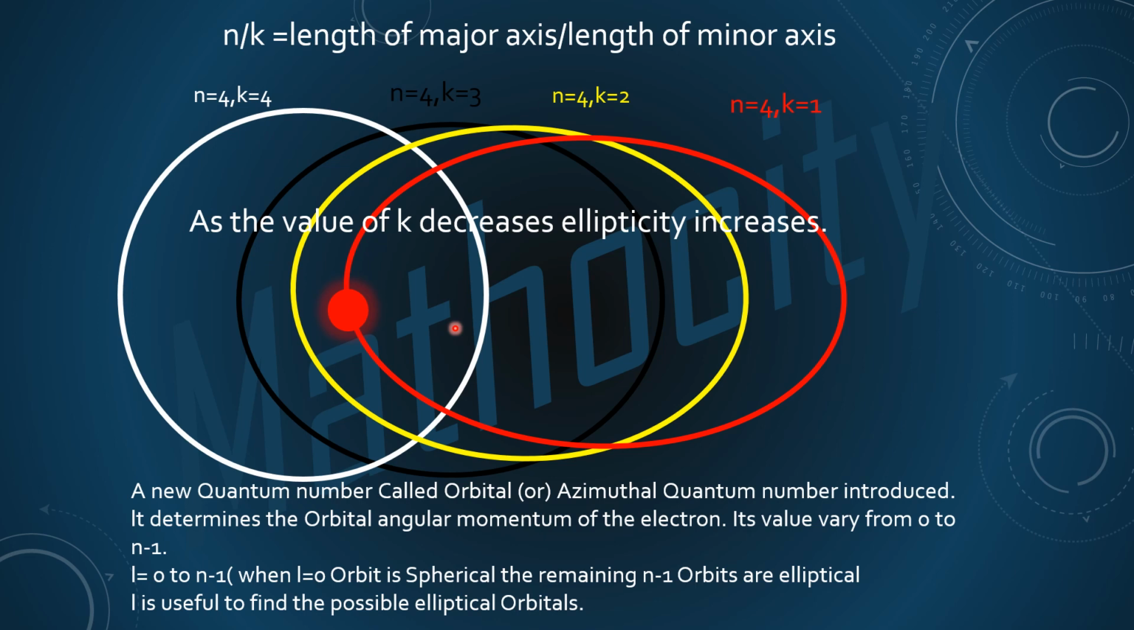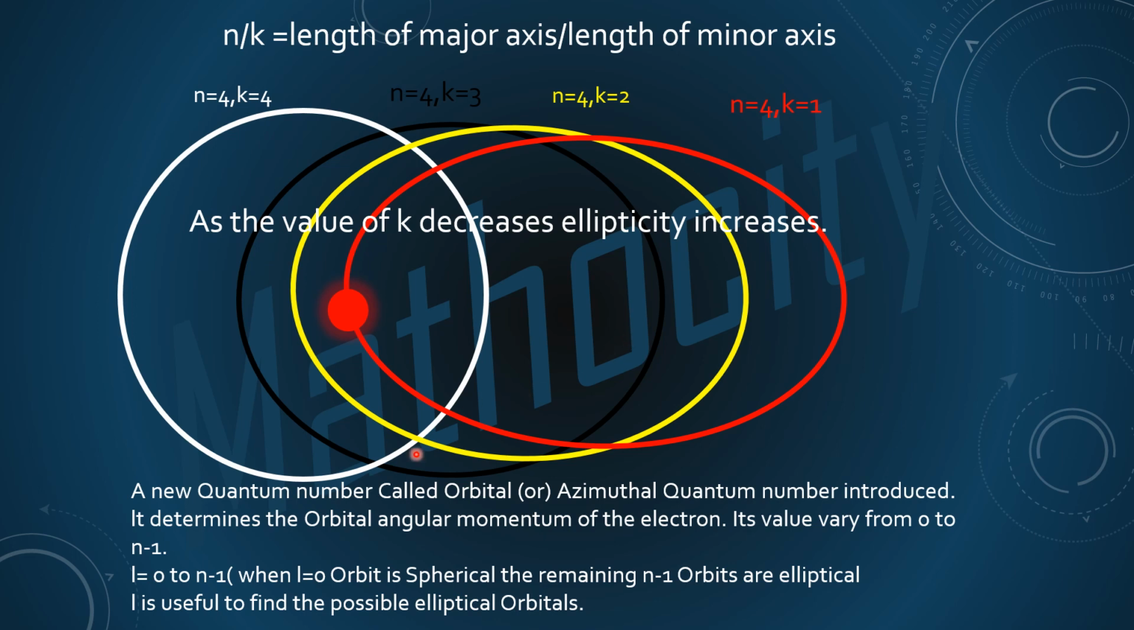Okay, like that. So the maximum value is n minus 1, and the minimum value is 0. So the azimuthal quantum number varies from 0 to n minus 1. The modified value of the azimuthal quantum number k is L. It takes the values from 0 to n minus 1. Are you clear about that one?